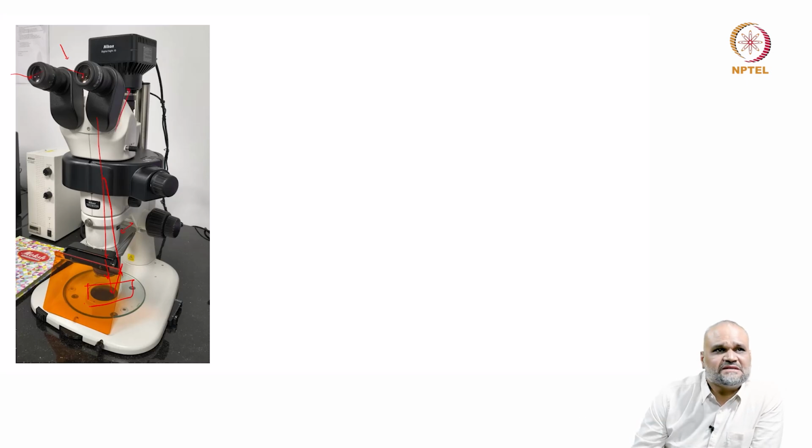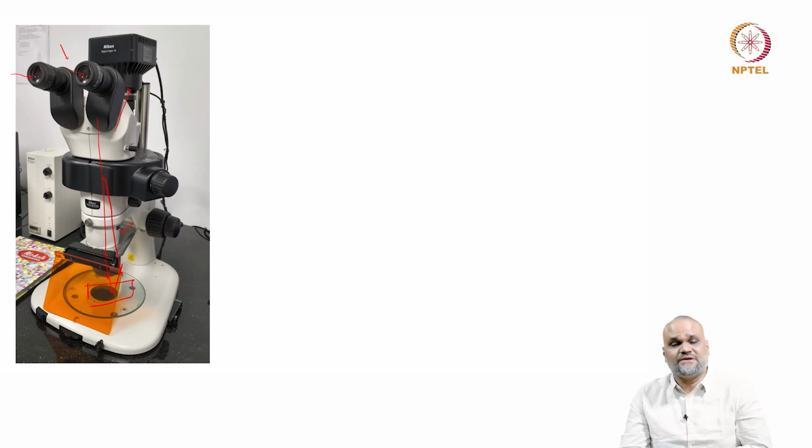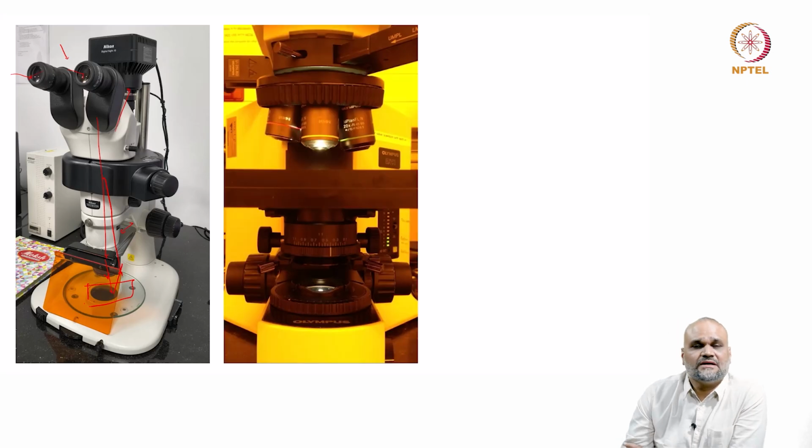This is one of the simplest constructions where you're using a single lens. So, this is called a stereo microscope. Now, the example I showed you in the previous case, if I look at a simple construction of a compound microscope, how it looks is the following.